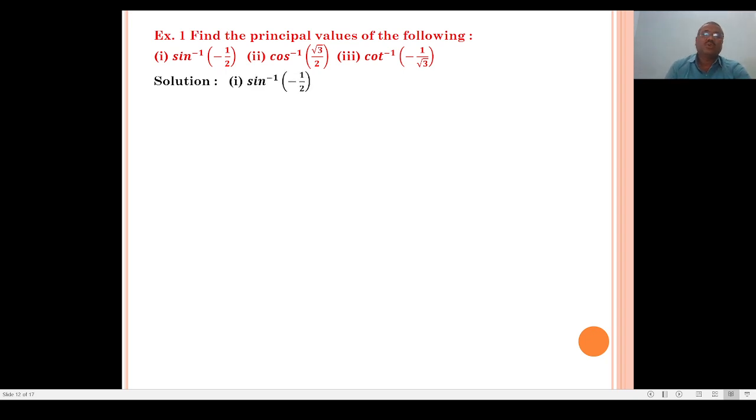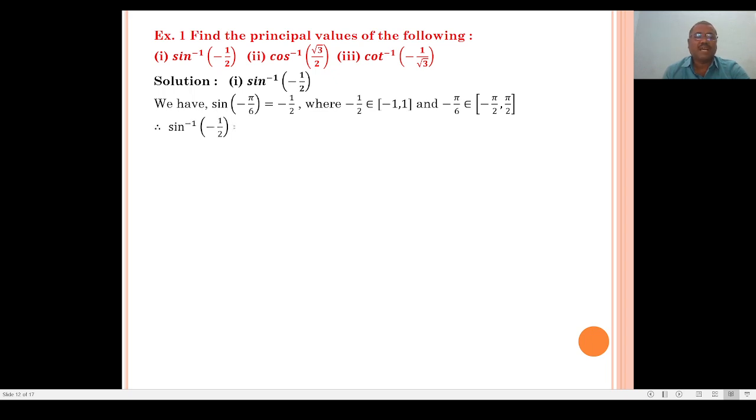Let us have sine of minus pi by 6 equals minus half, where minus 1 by 2 belongs to minus 1 to 1 and minus pi by 6 belongs to minus pi by 2 to pi by 2. Therefore, sine inverse minus half equals minus pi by 6, and the principal value of sine inverse minus half is minus pi by 6.